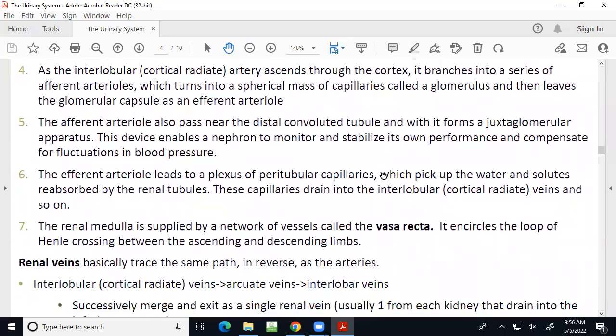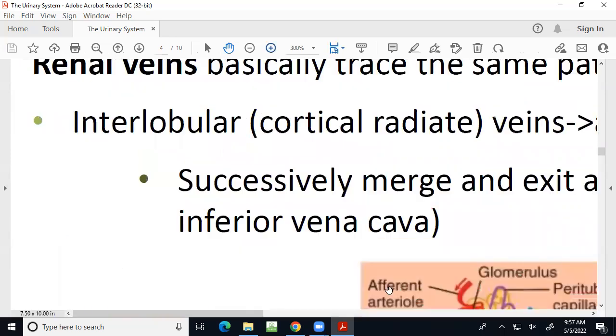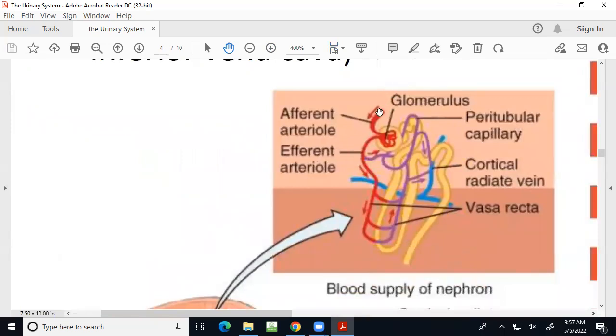As those interlobular or cortical radiate arteries, whatever you want to call them, ascend through the cortex, they branch into a series of afferent arterioles, which turn into a mass of capillaries called a glomerulus, which then leaves the capsule as an efferent arteriole. Now, these are very, very important. We're going to talk more about afferent arterioles, glomerulus, and efferent arterioles, because those are all associated with a nephron. They're the blood vessels that are going to provide the very first filtering processes in the formation of urine.